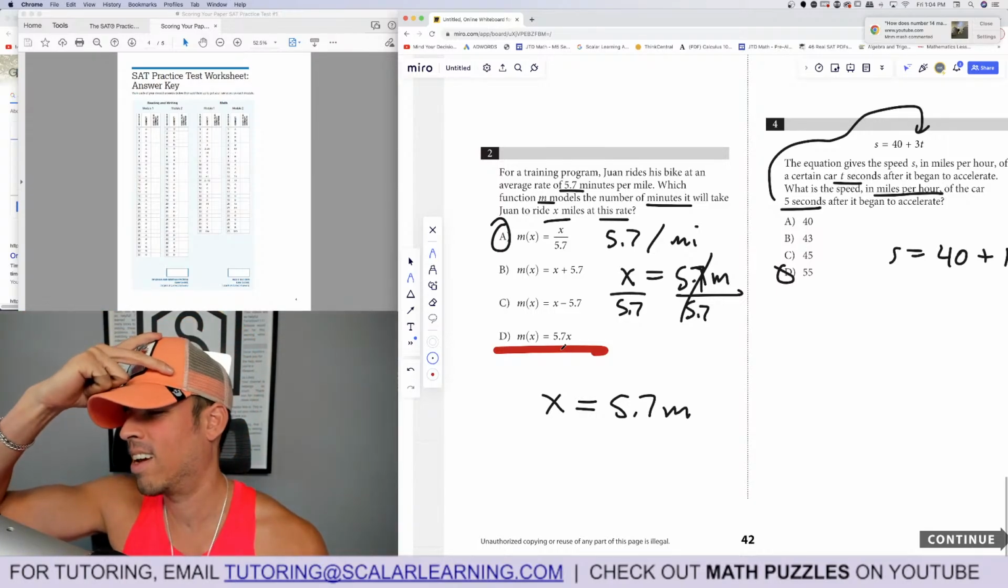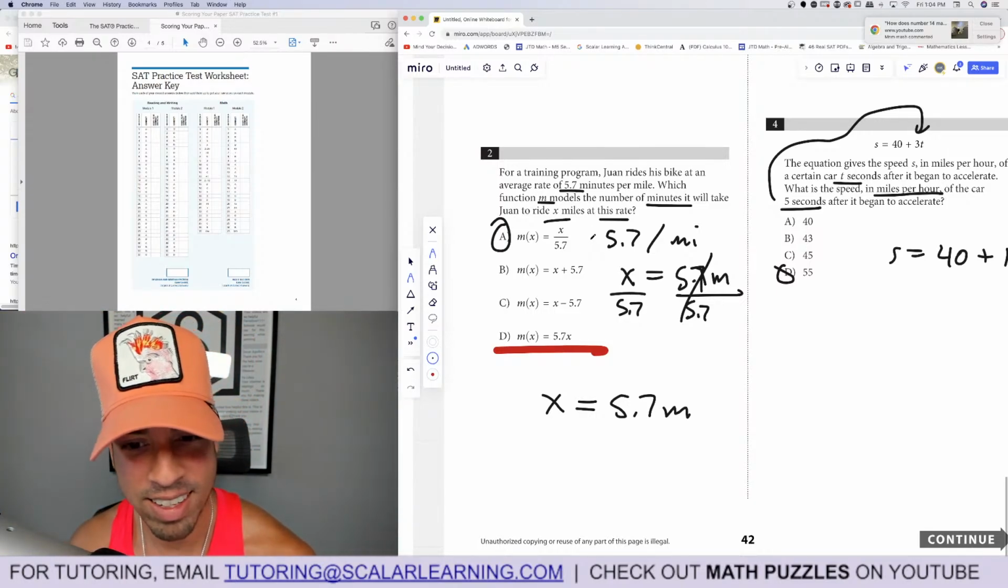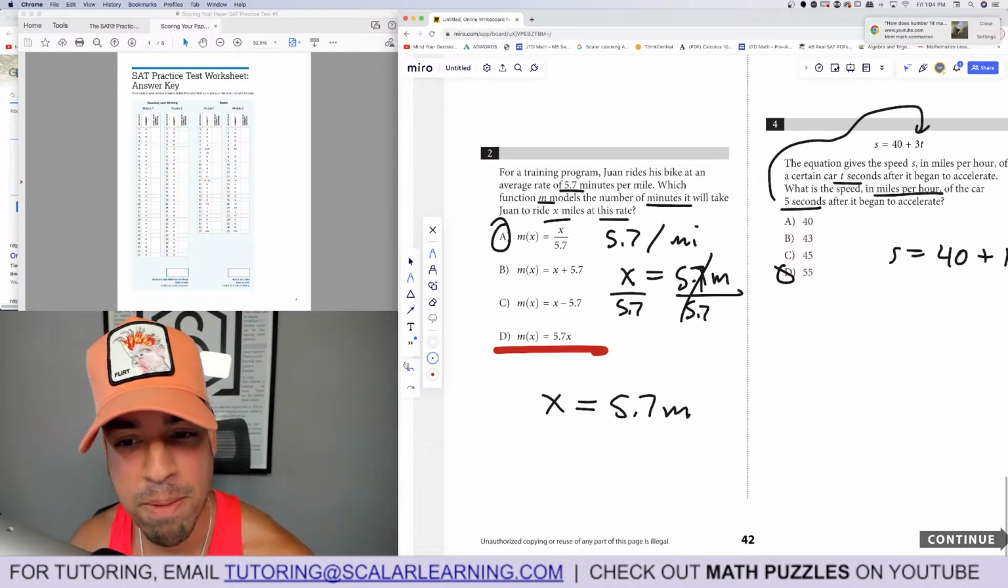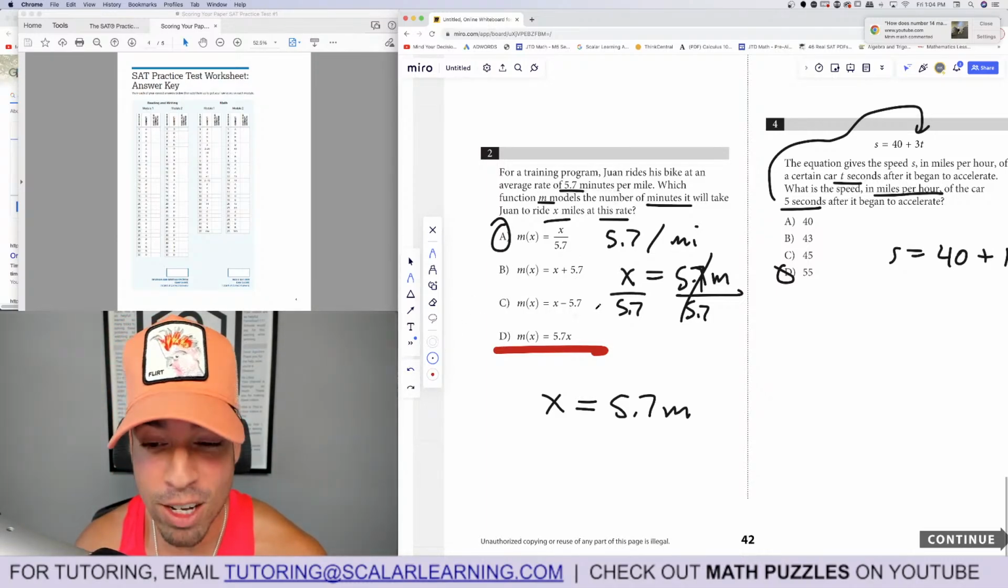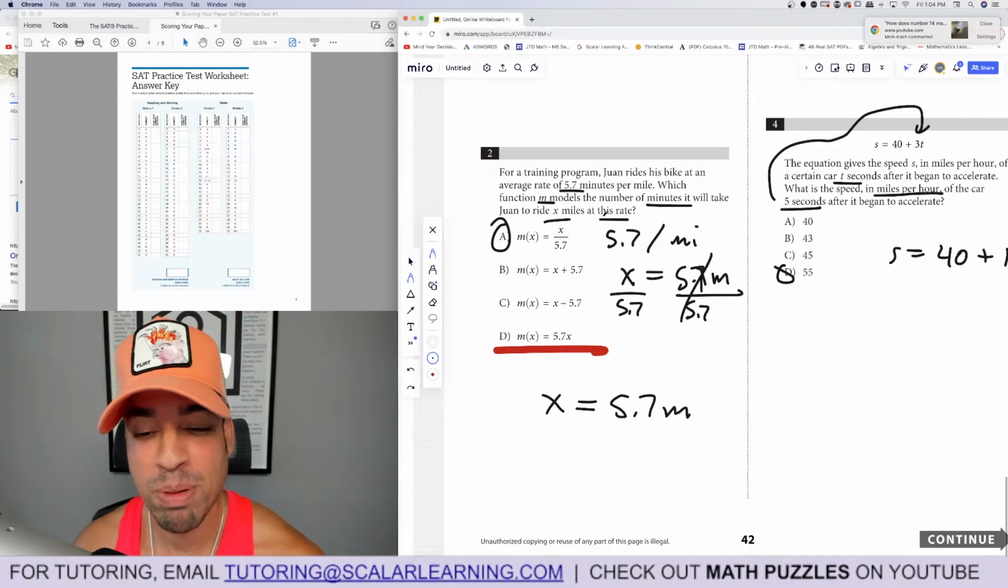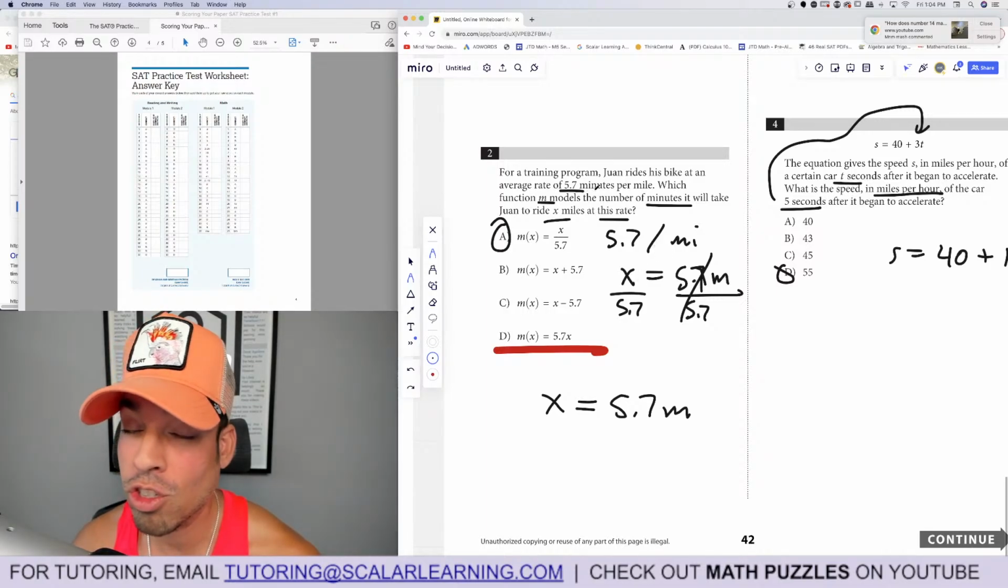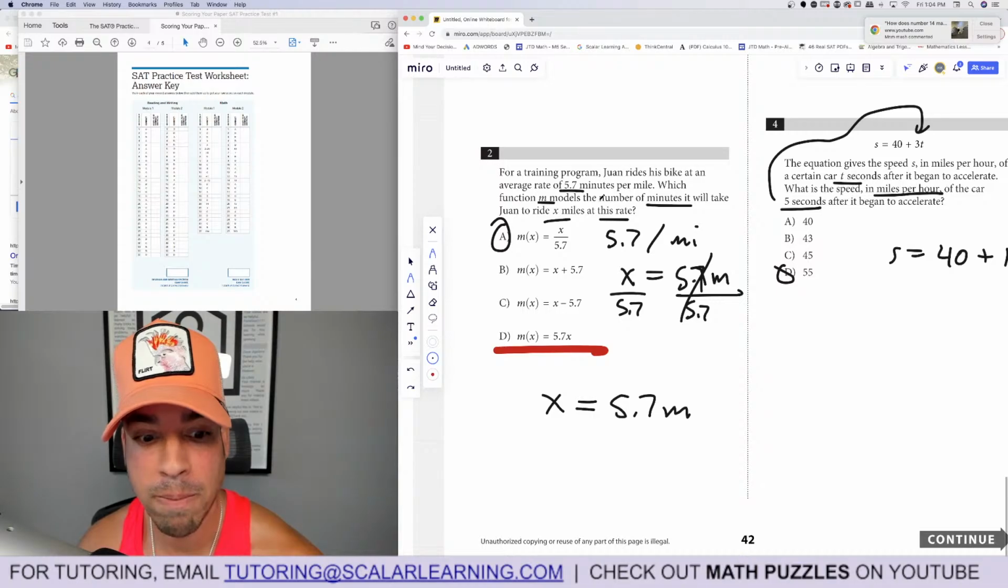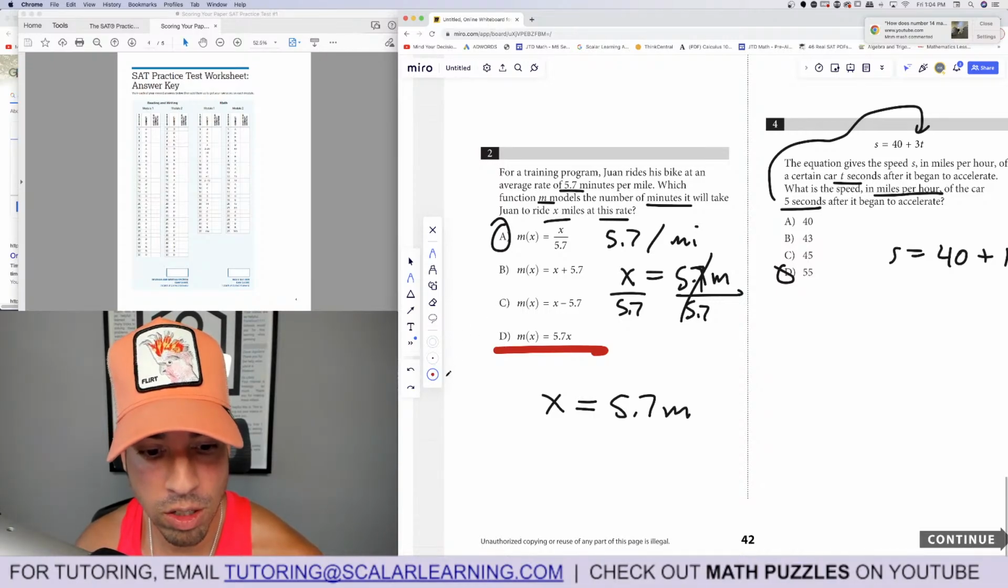Oh, I get it. I get what they did. You see what they said? They said 5.7 minutes per mile, not miles per minute. So I completely misread that. That's so sneaky. I've never seen that before in the SAT. So that's very interesting. So this one is incorrect.